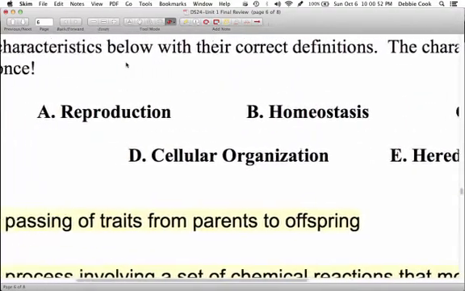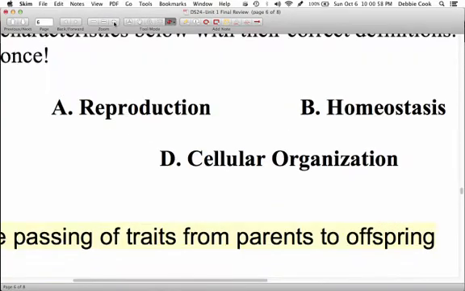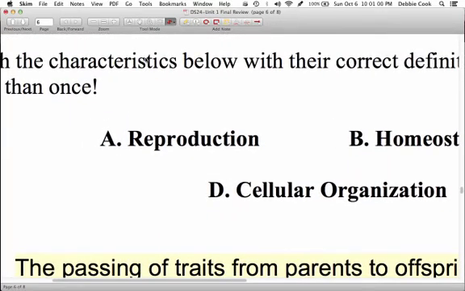So to start us off, let's look at key terms for reproduction. I'm going to go ahead and write them down, and I want you to write them down on your paper as well. So our key terms for reproduction will include, anytime you see the word offspring, we're talking about reproduction. Anytime you see the word baby or child, obviously we're still dealing with reproduction.